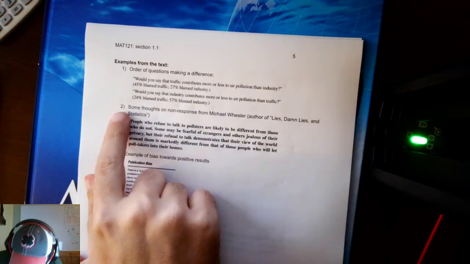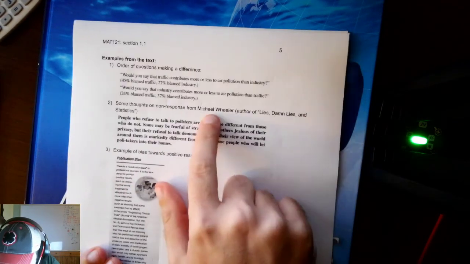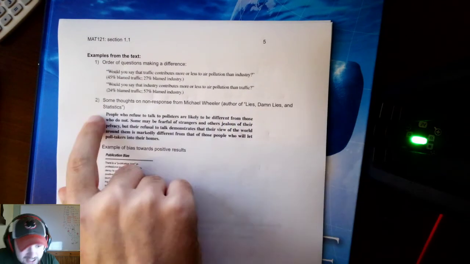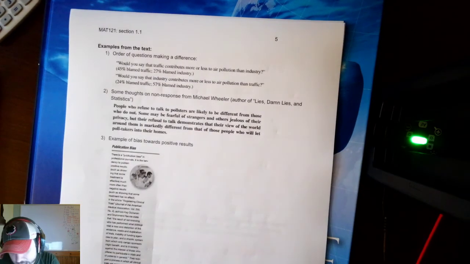Secondly, some thoughts on non-response from a gentleman named Michael Wheeler, who wrote Lies, Damn Lies, and Statistics. He says, people who refuse to talk to pollsters are likely to be different from those who do not. Some may be fearful of strangers or others jealous of their privacy, but the refusal to talk demonstrates that their view of the world around them is different from those who will let poll takers into their homes.